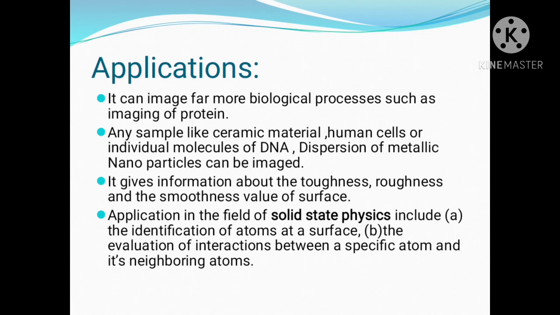In applications, AFM can image many biological samples, such as proteins, ceramic materials, human cells, or individual molecules of DNA. Dispersion of metallic nanoparticles can be imaged. It gives information about the toughness, roughness, and smoothness of a surface. Applications in solid-state physics include the identification of atoms at a surface and the evaluation of interactions between a specific atom and its neighboring atoms.